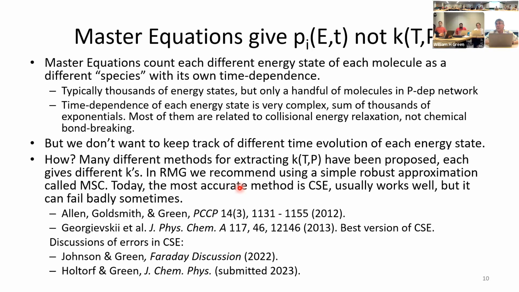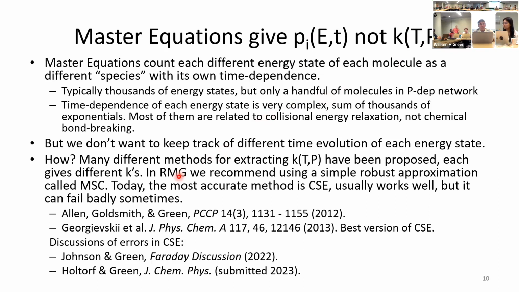The master equation solution you get from all those complicated balance equations only gives you the time dependence of the populations of every energy state. It does not give you a rate coefficient. This is super annoying. So you end up with thousands and thousands of these p(t)'s, of all the energy states, and you have to somehow convert them back into a small number of rate coefficients to put into your Chemkin model or your RMS model.